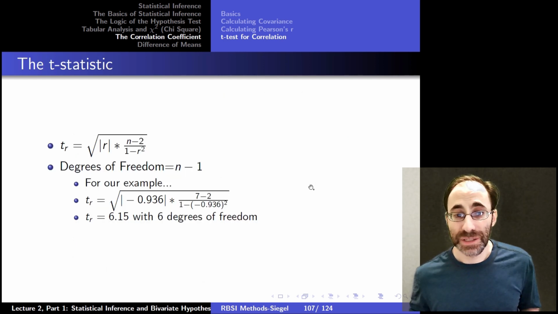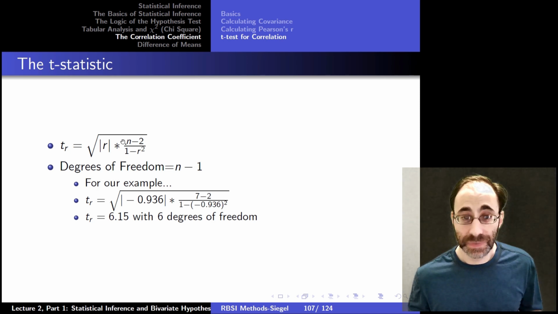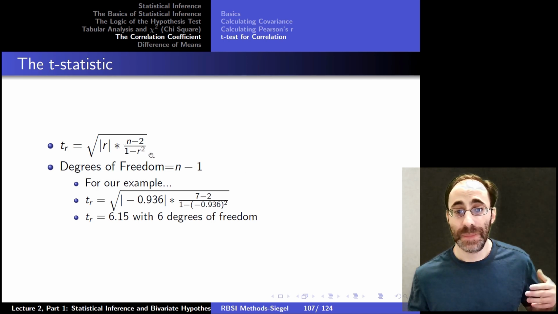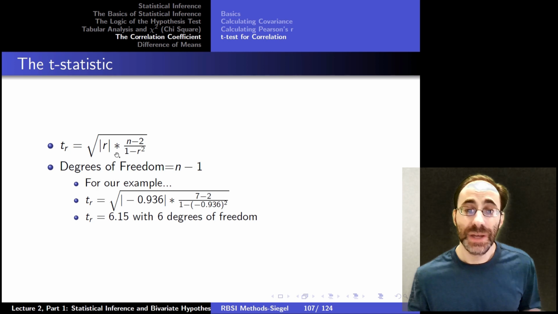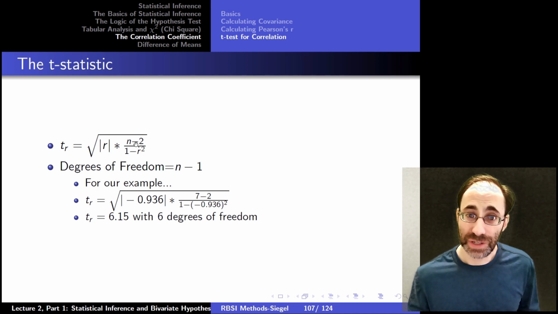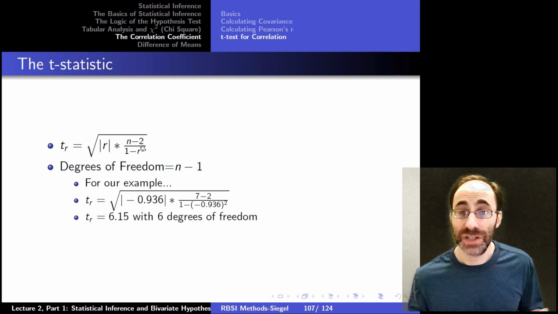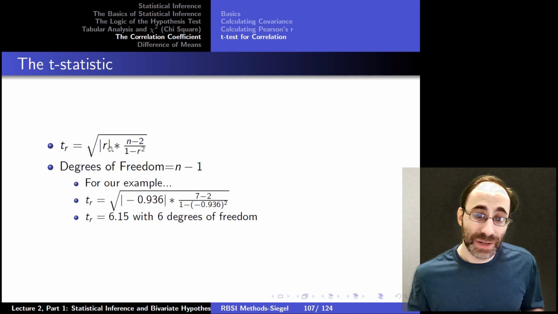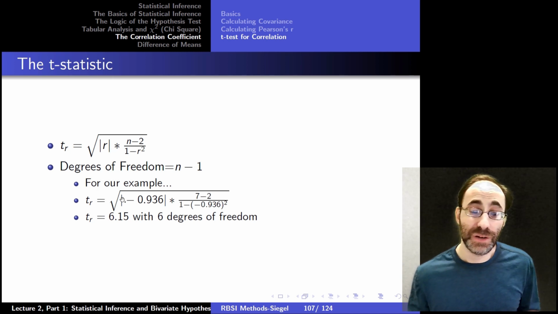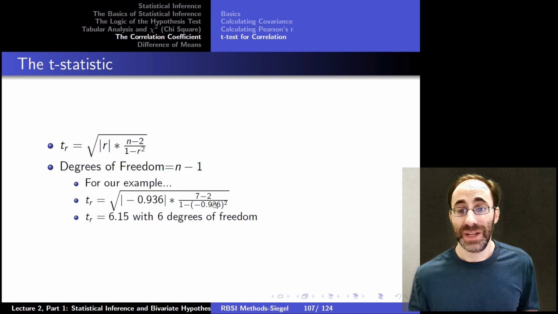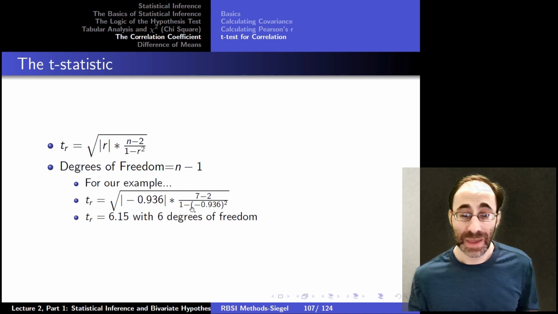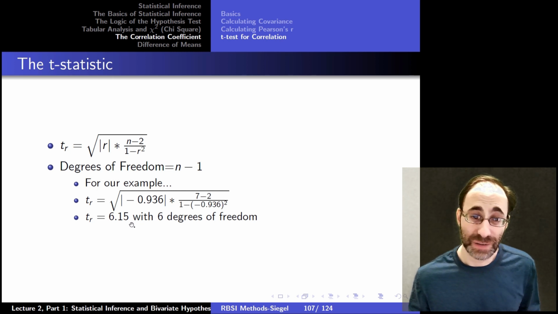Okay, so to calculate this, first we calculate the t-statistic, which is this. It's the square root of the absolute value of your correlation coefficient times this ratio. On the top of this ratio is the number of data points you have, minus 2. And the bottom of the ratio is 1 minus your correlation coefficient squared. Once you calculate that, you get a particular value of the t-statistic. Down here, for our example, we plug in the correlation coefficient, negative 0.936. We plug it in again here. We have 7 data points. We plug it in, and we end up with a t-statistic of 6.15.